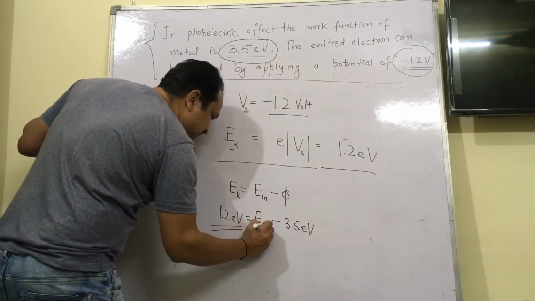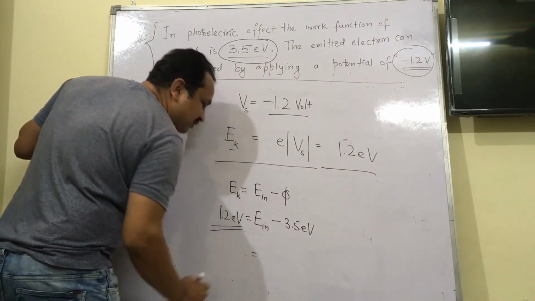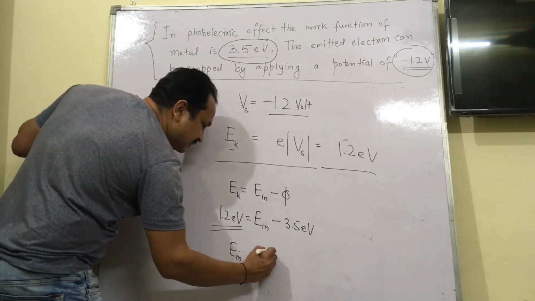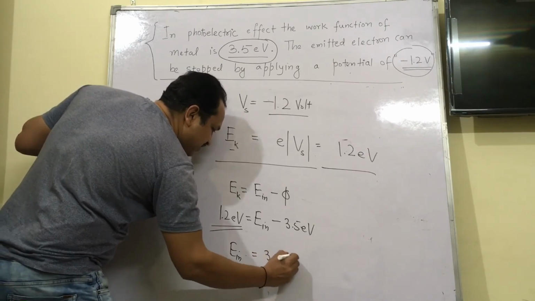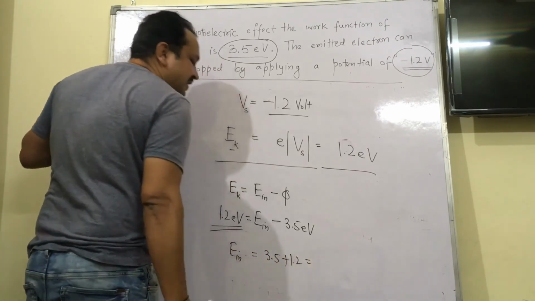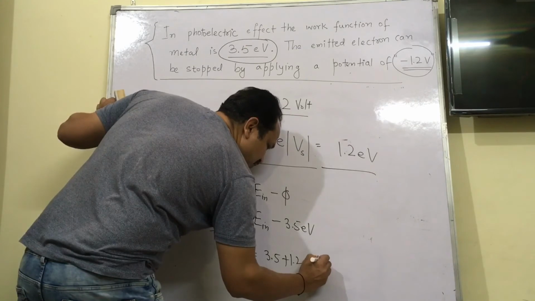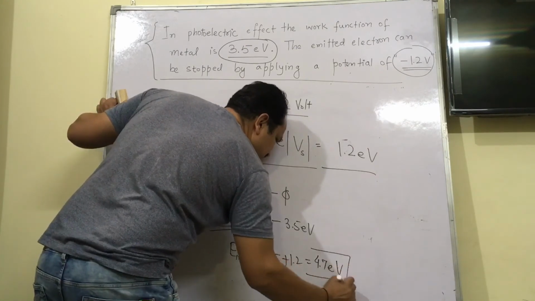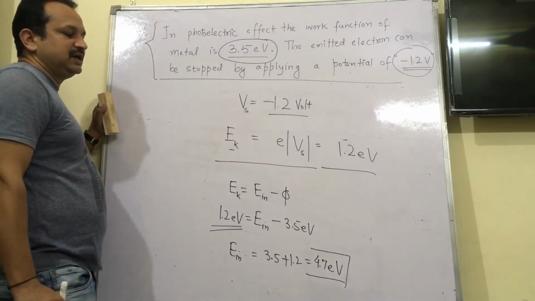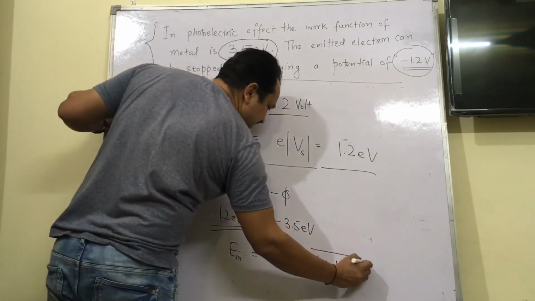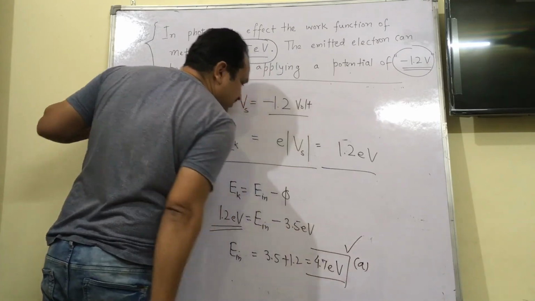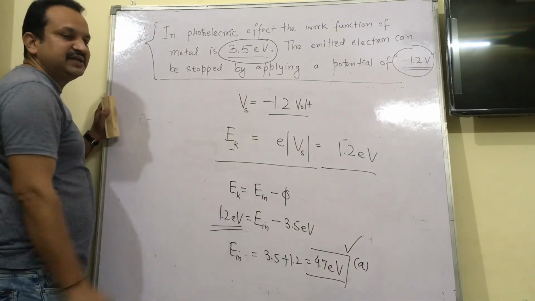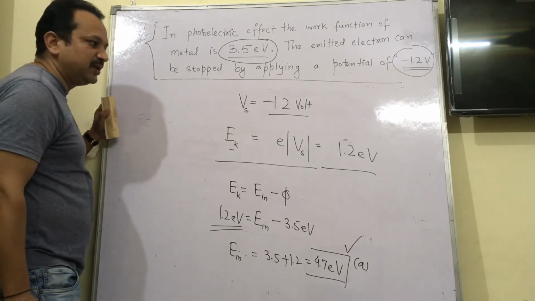So if we would like to calculate the total incident energy, then it will be 3.5 plus 1.2. It comes out to be 4.7 electron volt. So out of 4 options, the first option, option A, is correct. What is that option? The incident energy is 4.2 electron volt.